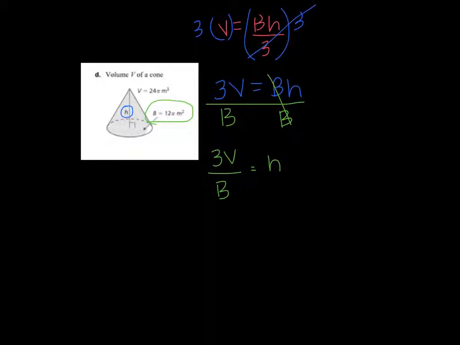So once again from here, you just plug your numbers into your formula. So we know that we're going to multiply 3 times the volume, which in this case was given to us as 24 pi, and then we're going to divide that by the area of the base, which happens to be 12 pi.